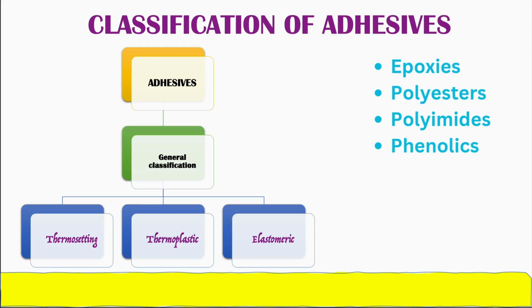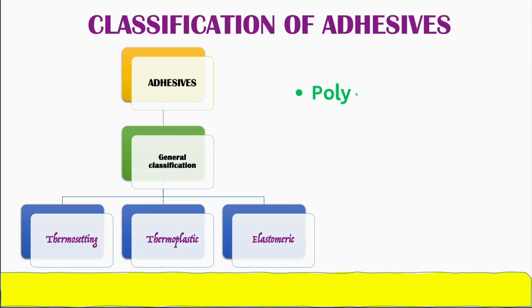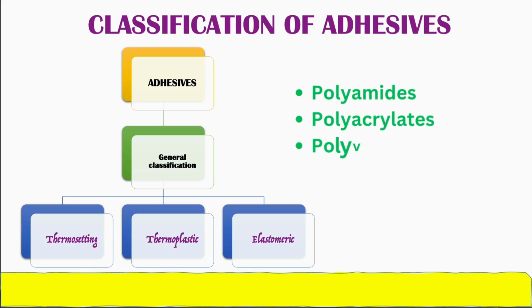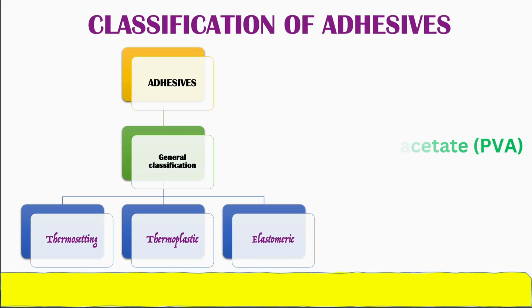The molecules of most thermoplastics combine long polymeric chains alternating with monomer units. Examples of thermoplastic adhesives are polyamides, polyacrylates, and even PVA, that is polyvinyl acetate. Last of all, according to the structure, the adhesive can be an elastomeric adhesive. Now, as the name suggests, elastomeric means it is bound to have some elasticity in the structure, in the properties. It will be showing elasticity.